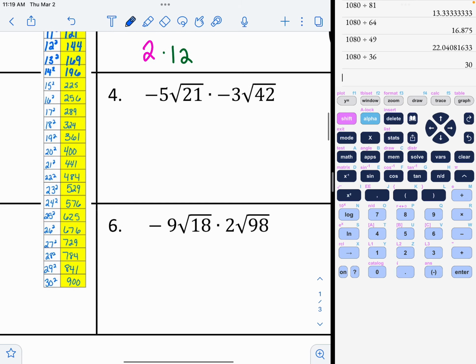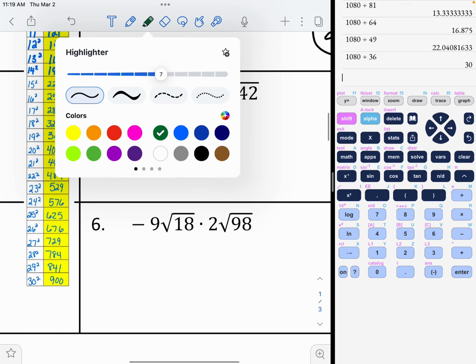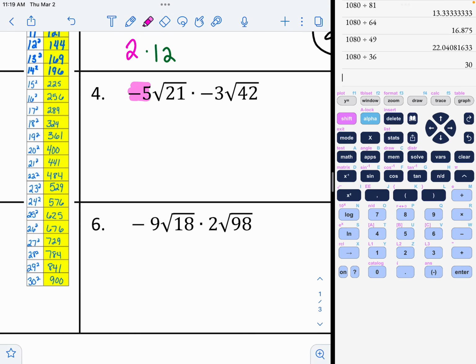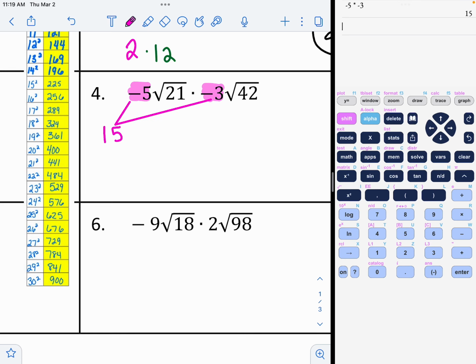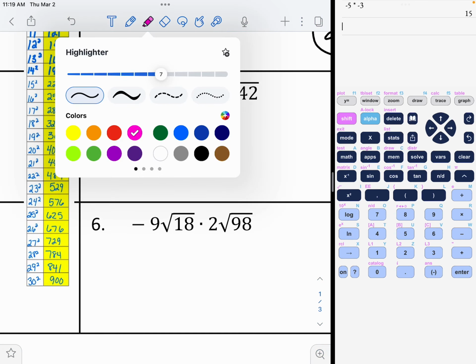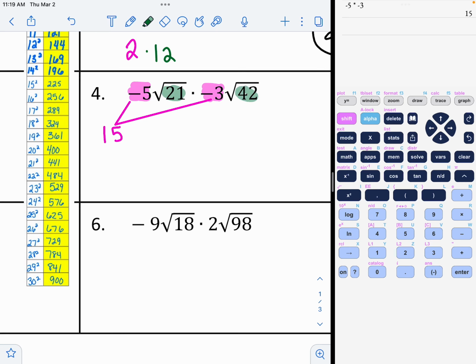Let's do number 4. All right, so outside numbers are going to get highlighted in pink. So -5 times -3. I'm just going to do that now. That's positive. Oh, my dear heavens. -5 times -3 is positive 15. So that's my outside number. That's my positive 15. Here, I'll draw arrows just in case that helps you see it. And then my inside numbers, something's going on with my pen. I'm sorry, guys. 21 and 42.